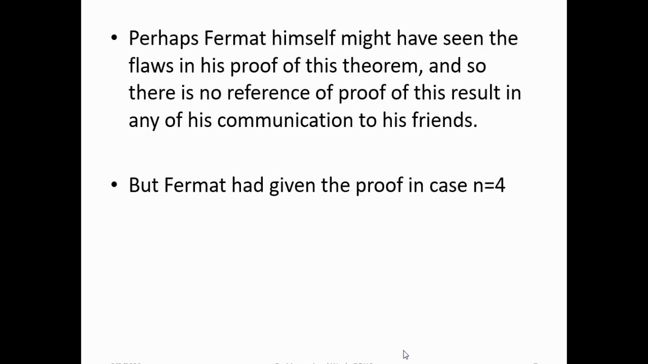Perhaps Fermat himself might have seen the flaws in his proof of this theorem, and so there is no reference of a proof of this result in any of his communications to his friends. He used to write his results and proofs to his friends, but there is no reference of a proof of this last theorem in any of the communications. But Fermat had given the proof in the case when n is equal to 4.